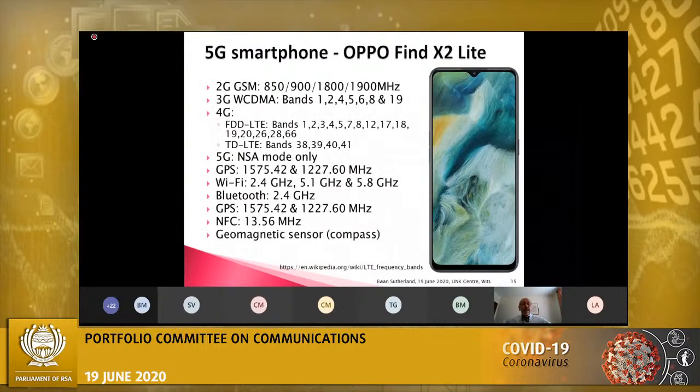That's a 5G smartphone from the Chinese company Oppo, and it's got even more bands on it. And it's also got an additional Wi-Fi band, which is a new band, which has been authorized in some countries. So it's got a compass in it. It wonderfully describes it as a geomagnetic sensor, but all it is is a compass.